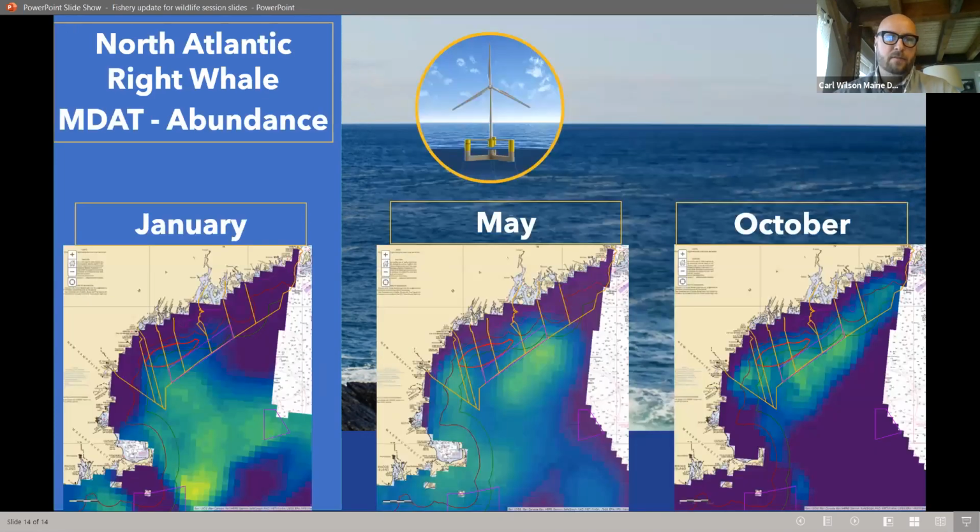On the subject of right whales, and just as an example of how one summary picture doesn't exactly paint the entire picture, there are seasonal differences with any of the marine mammals that you want to look at. This is an example for right whale, looking at abundance again, and just looking at the color intensities between January, May, and October. There are clearly seasonal differences in this one example, but I'm pretty sure that you can go through any species and see this.